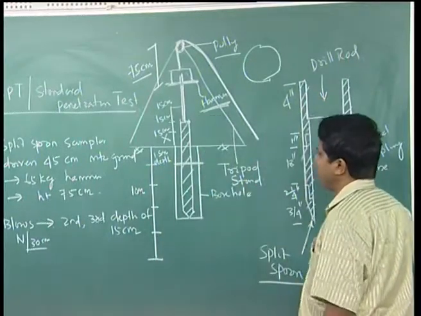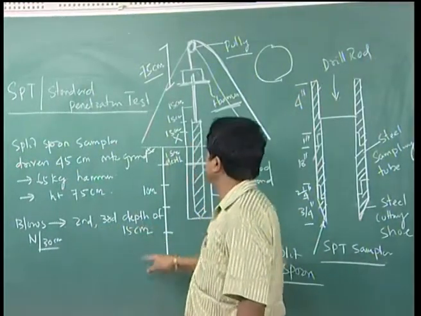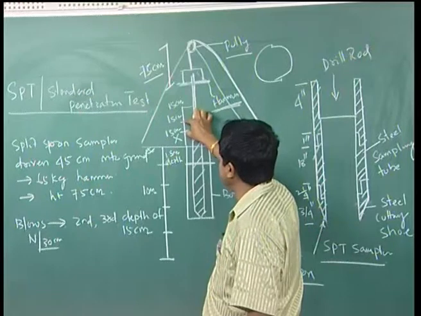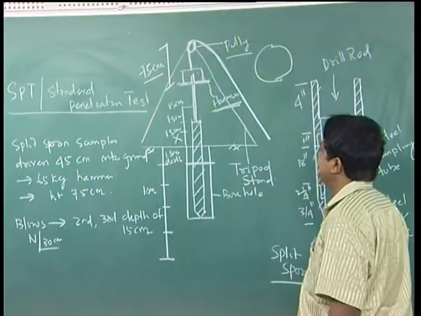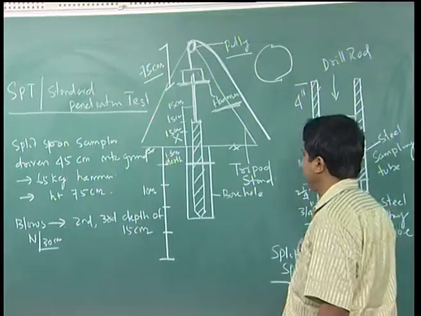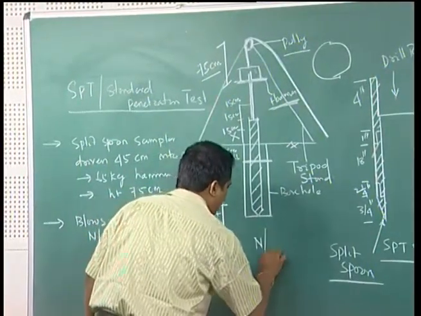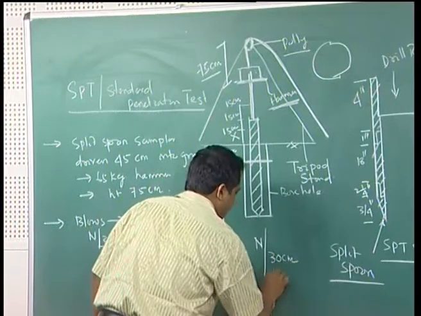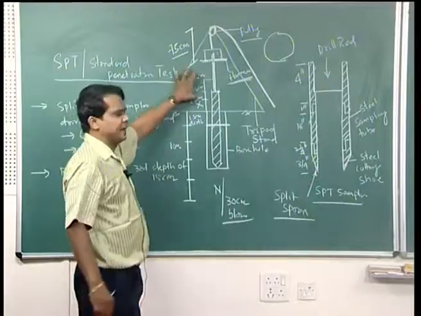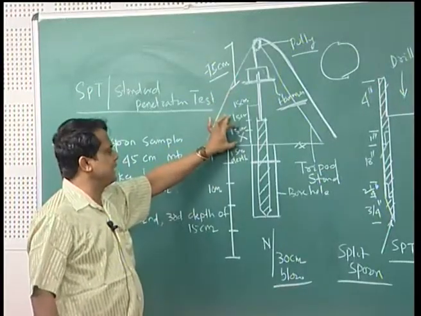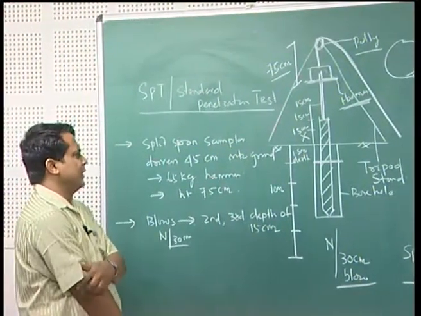The number of blows for the penetration of the second and third depth of 15 centimeter, that is your 30 centimeter, should be recorded as SPT N, the number of blows per 30 centimeter penetration. The first 15 centimeter penetration you have to leave, because this is your seating load correction.